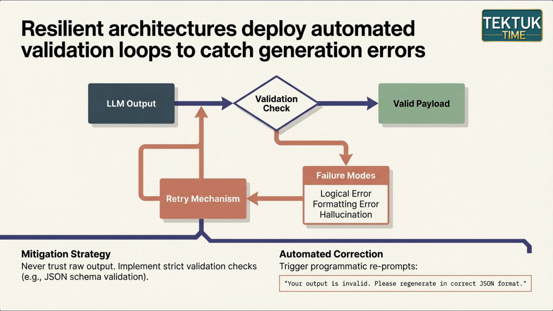Resilient architectures deploy automated validation loops. Before an LLM's output ever reaches the end user or triggers a database update, it has to hit a programmatic validation check. If there's a formatting error, a missing bracket, or an obvious hallucination, it triggers what we call a fast-fail retry mechanism. The system automatically fires a prompt back to the model saying, "Hey, your output is invalid. Regenerate incorrect JSON." This all happens in milliseconds, completely invisible to the user, ensuring only pristine data moves forward.